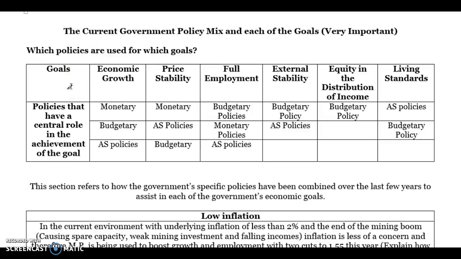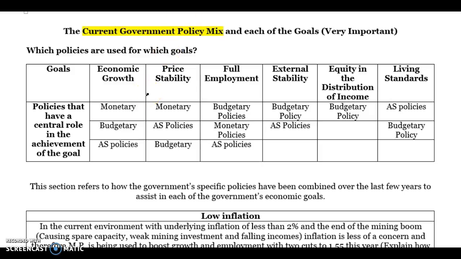A bit of a look at how the current government policy mix is being used to achieve each of our economic goals. So it's very important that you can get a big question about how the policy mix is being designed to influence inflation at the moment, or external stability, or any of these goals, and then you're able to articulate what the current government policy mix is doing to achieve that specific goal.